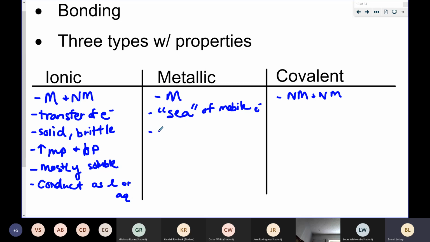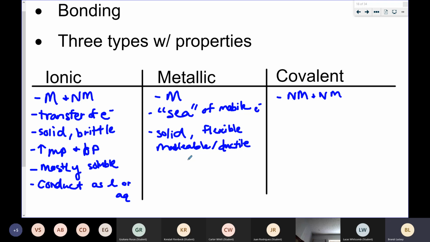Metals do tend to also be solid at room temperature, with the exception of mercury. But these tend to be fairly flexible, depending on the metal. So a lot of times we'll refer to metals as being malleable or ductile. If something is malleable, it can be beaten into sheets. That's where they can make aluminum foil, sheet metal, things like that, where they literally hammer it down into a thin sheet.